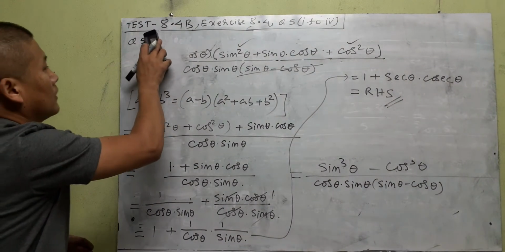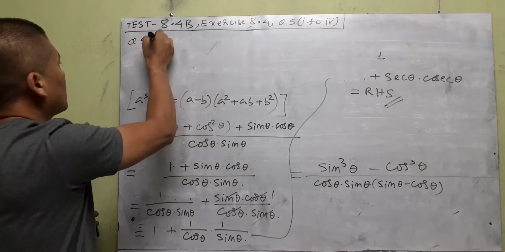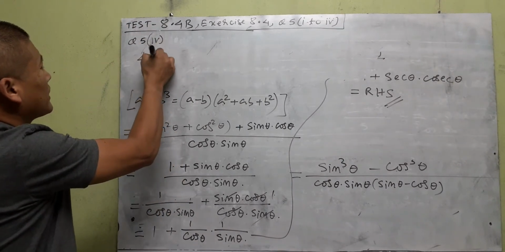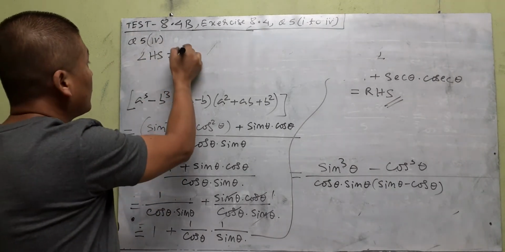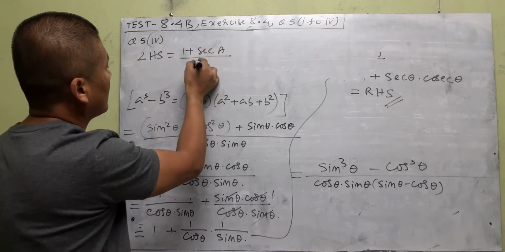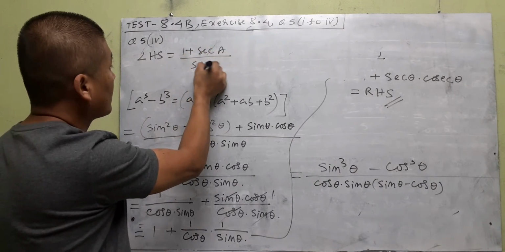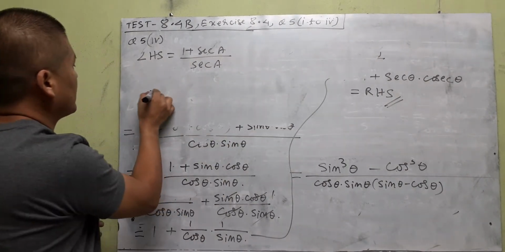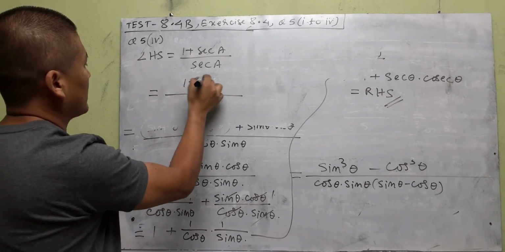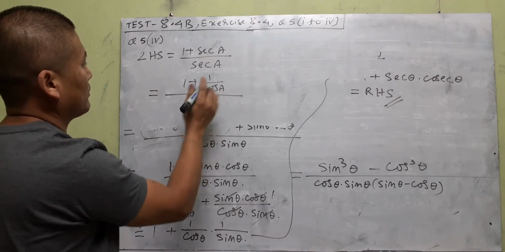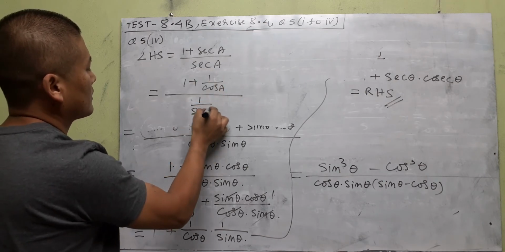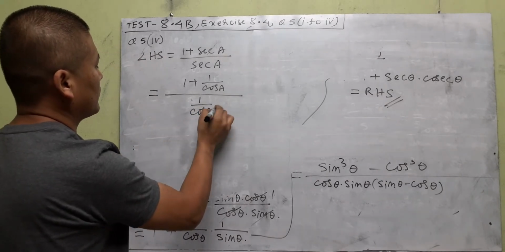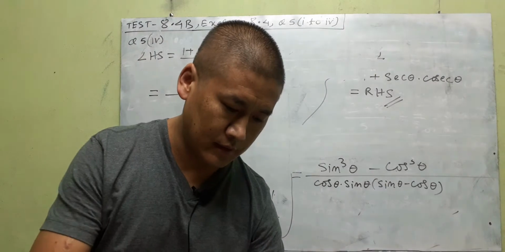Number 4. I think it's easier to take out the left hand side still. In this case we can take both sides, that will be easier. 1 plus sec A divided by sec A. Let us change everything into its reciprocal and see. So let us write 1 plus 1 by cos A, because we know sec A is 1 by cos A, and 1 by sec A is cos A. Let us change everything to cos, I think that way we're going to get it easily.